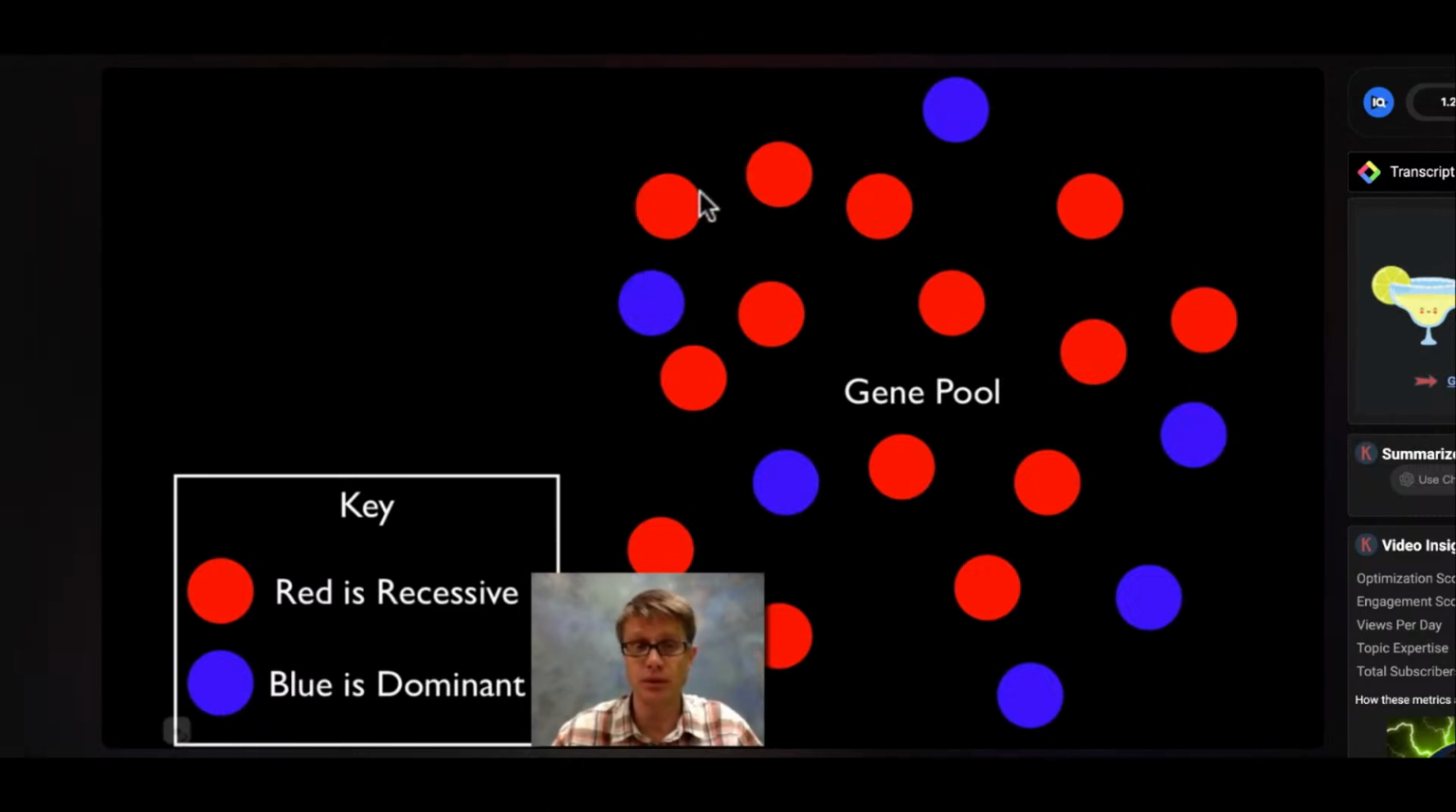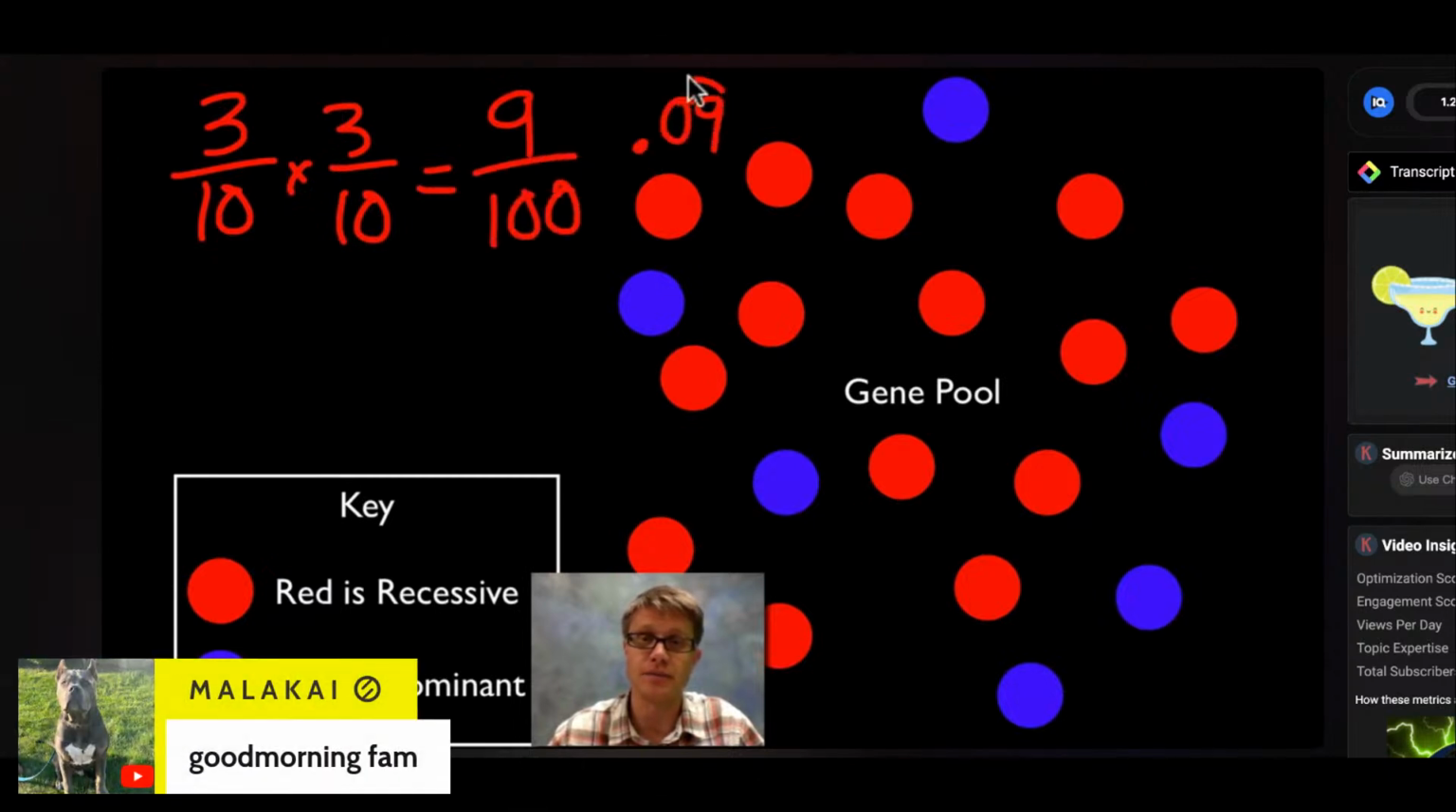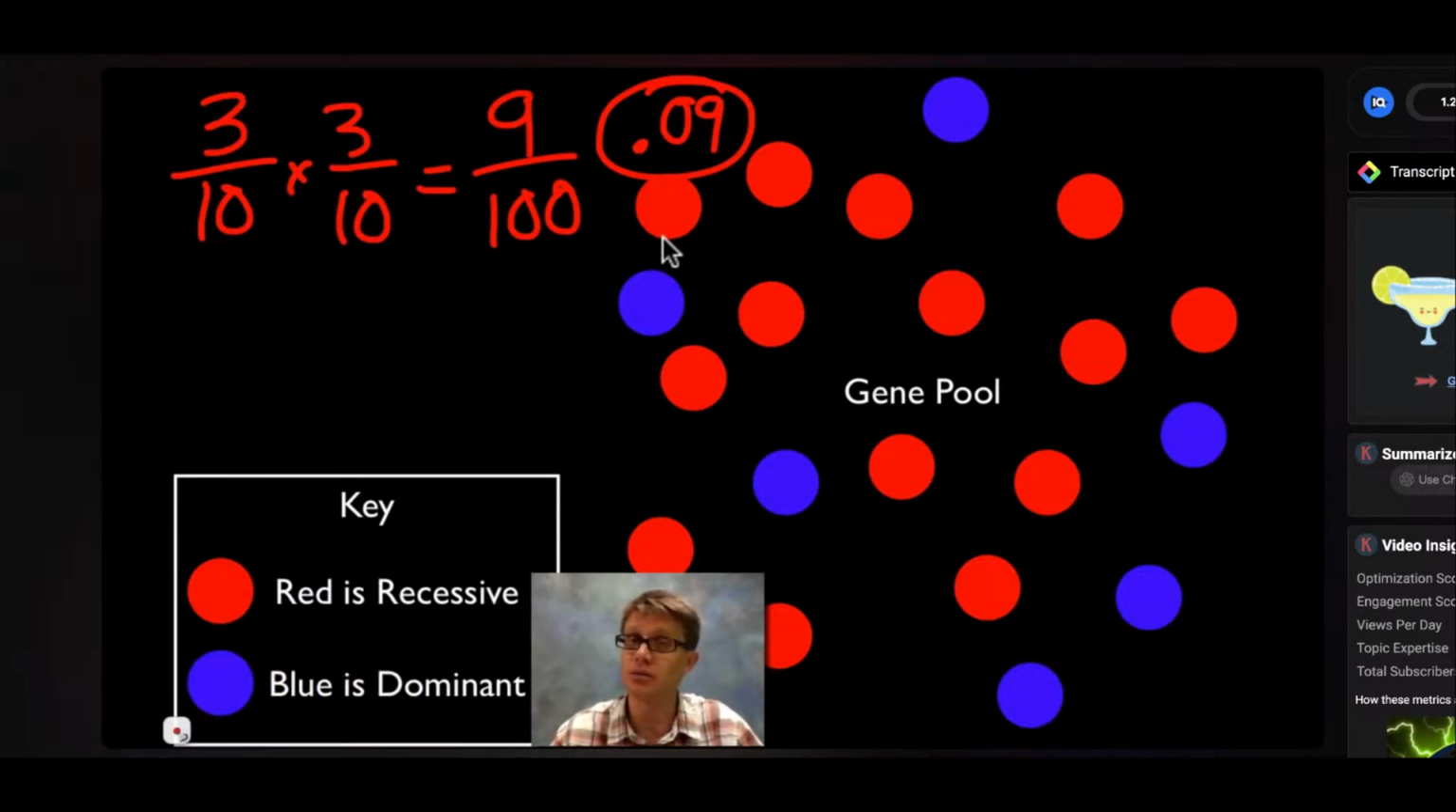Let's do that again with the blues. What are the odds of me pulling a blue out and then another blue out? It's going to be 3 out of 10 times 3 out of 10, and that's going to be 9 out of 100, which is 0.09. Okay, so for me to get 2 of the recessive, it was 0.49. For me to get 2 of the dominant, it's going to be 0.09.